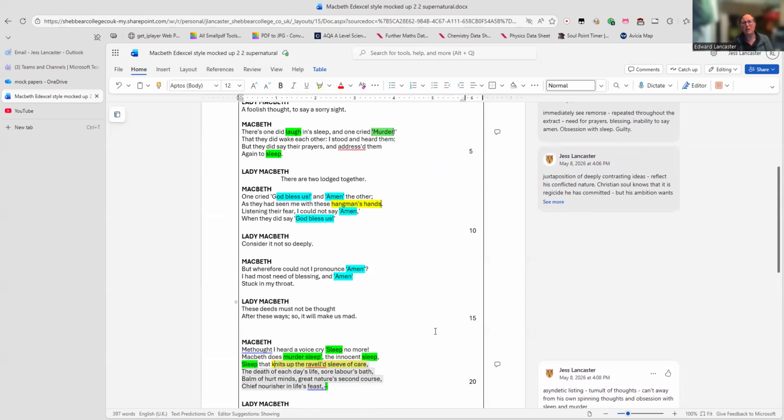that Macbeth is utterly stuck on the crime that he has committed, which is a mortal sin. It cannot be forgiven, and so he cannot say his prayers when the grooms say their prayers. Amen stuck physically in his throat. He couldn't get the words out.